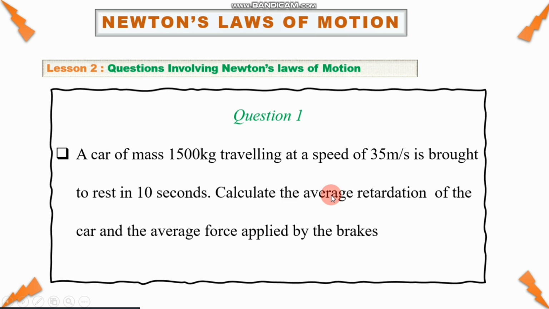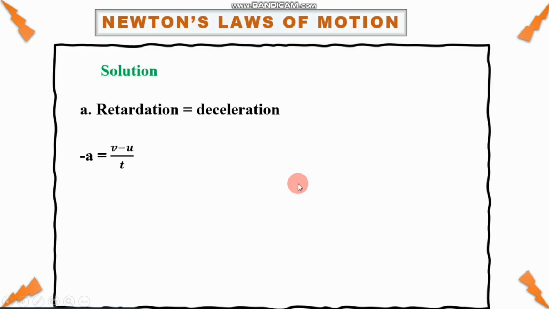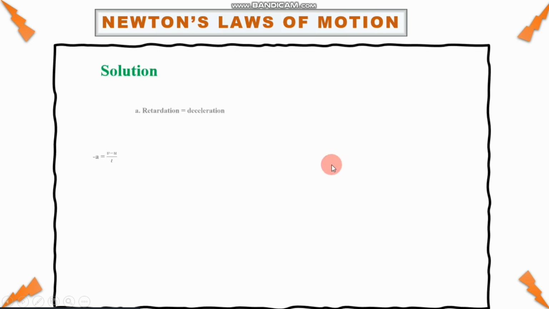So we start with the first part of the question. We are going to find the solution of retardation. So retardation, as I said earlier, is the deceleration of that car. From linear motion, we know that acceleration is given by the final velocity minus initial velocity divided by time. And from our question, we have the initial velocity as 35 meters per second, the final velocity as 0 meters per second, and the time is 10 seconds.